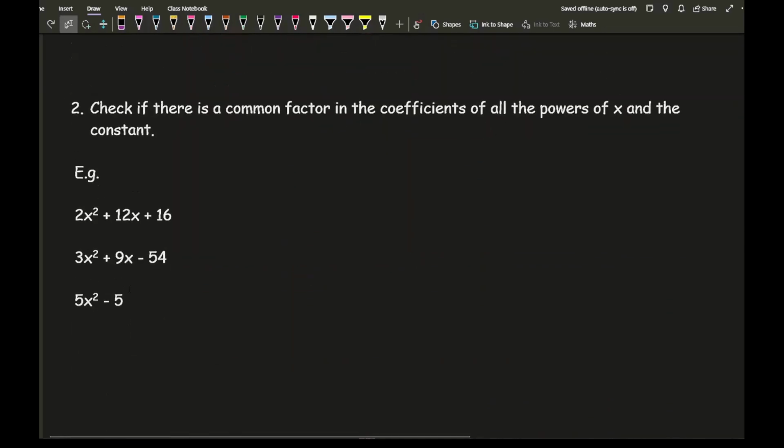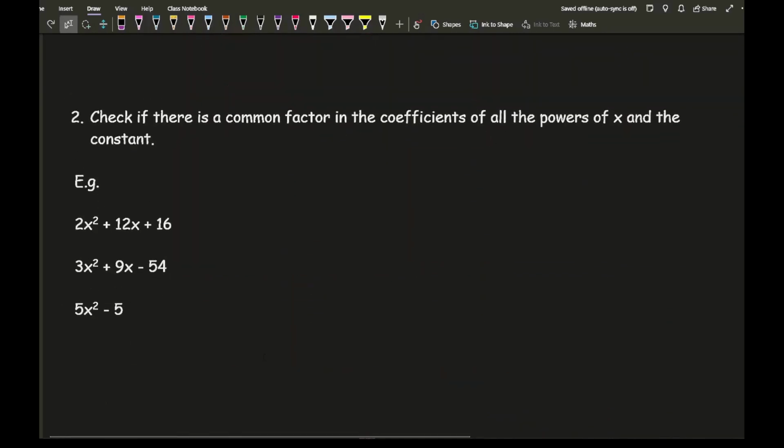Now, the other thing to look out for is to check if there is a common factor in the coefficients of all powers of x and the constant. So for example, with each of these questions, you might be thinking to yourself, right, this is going to be a little bit difficult for me to factorize simply because I've got more than one x squared.